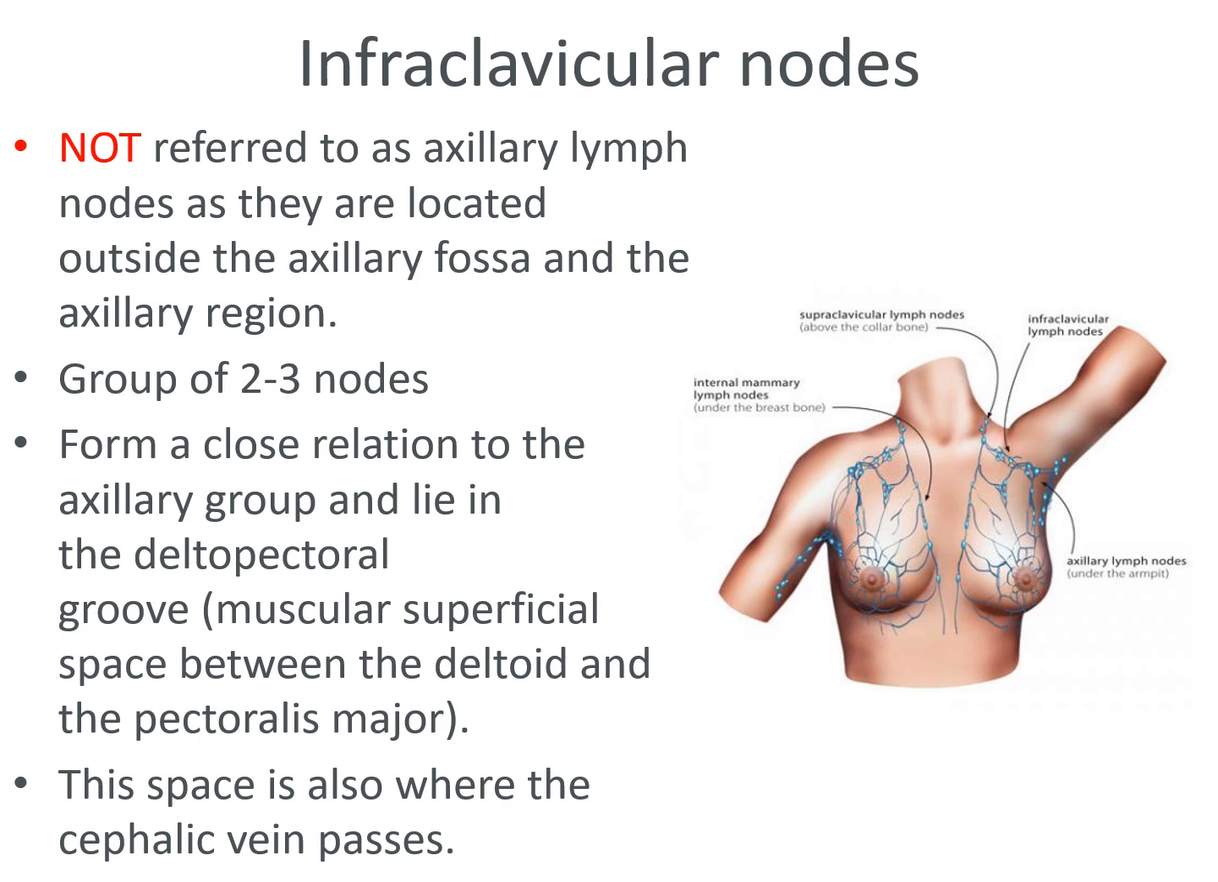Now we also have the infraclavicular nodes. I'm just bringing it to your attention, but you need to know that they are not referred to as axillary lymph nodes as well, but just for you to know. They are not, because they're located outside the axillary fossa and outside the axillary region generally. Usually a group of 2 to 3 nodes is what you will find.